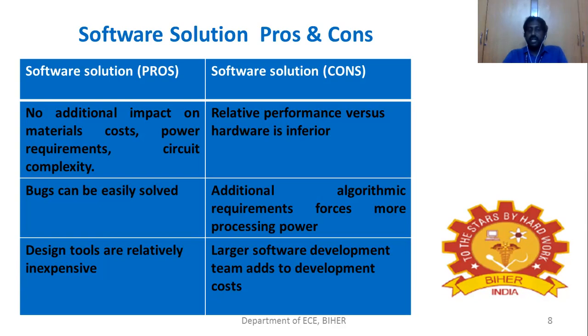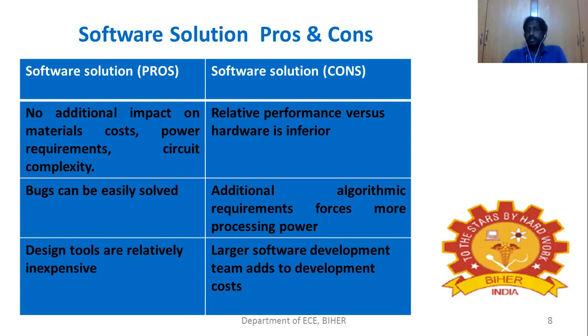And then design tools are relatively inexpensive. We can use many open sources also. And then the disadvantage of a software solution is that relative performance versus hardware is inferior. We cannot solve all the problems by a software solution. A real environment problem means we need to solve it with the help of hardware also. So relative performance versus hardware is always inferior.